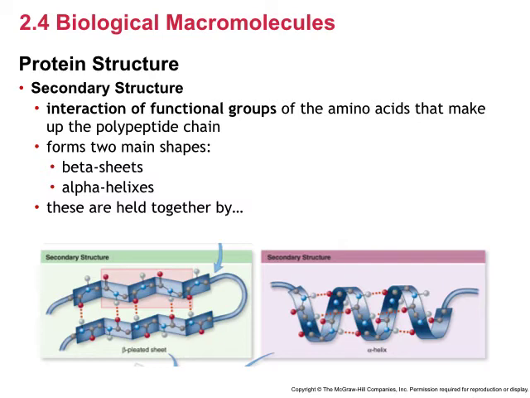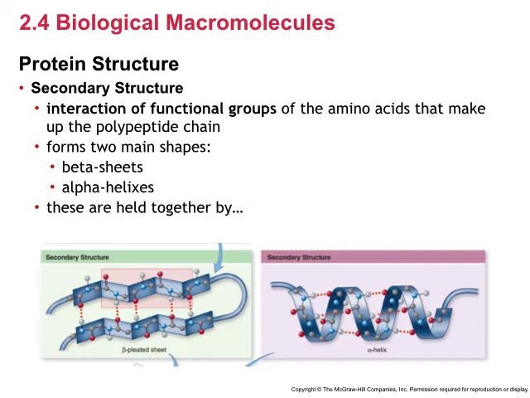So hydrogen bonds, they're important for water molecules interacting together. They're important for DNA, the double helix holding the two strands together. We saw that the bases in each strand interact with each other using hydrogen bonds. And now we're seeing that they're important in protein structure. So the secondary structure is dependent on these hydrogen bonds.